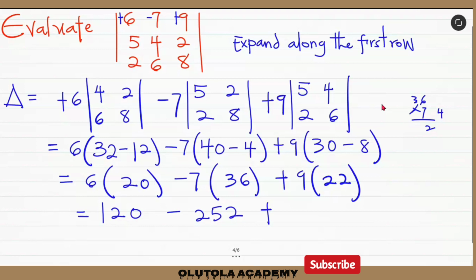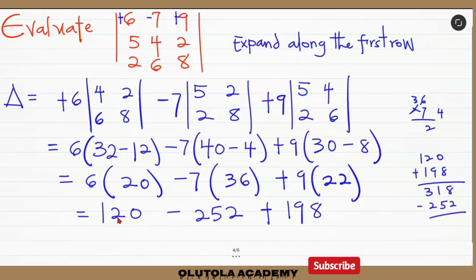Then this will give us 198. That's 120, 198. Adding them up, I will have 318 minus 252. That will be 66. So the determinant here is 66. That's how to do the determinant of a 3x3 matrix.